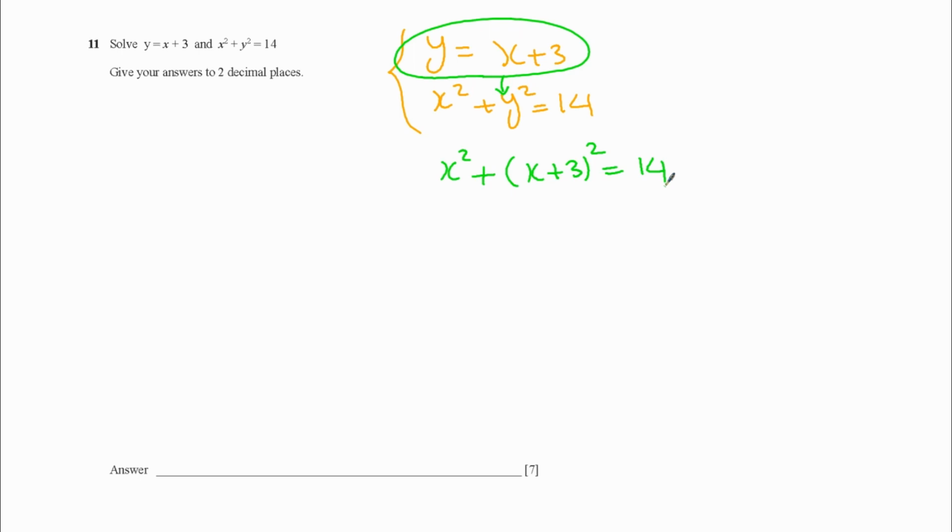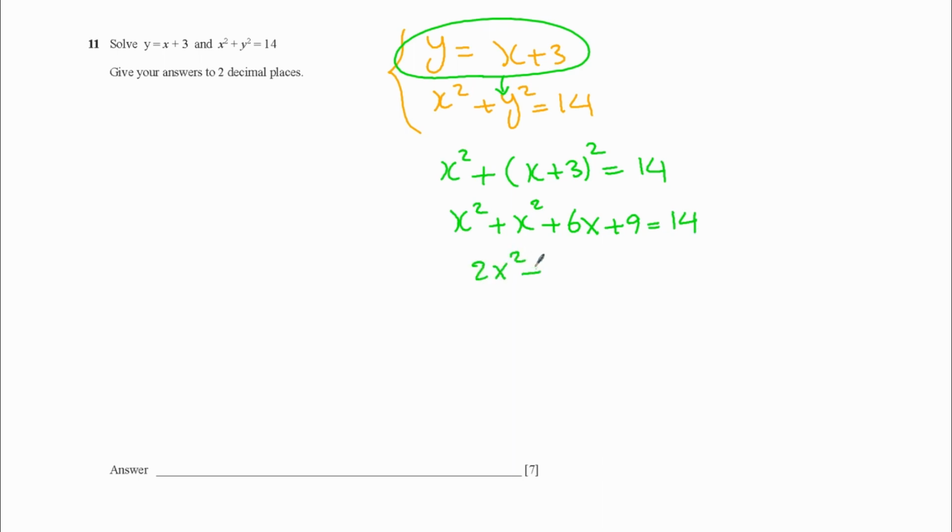I need to expand and write this into a standard quadratic equation. So that would be x squared plus, again, as in the very first question of this exam, you need to separate these and times x plus 3 times x plus 3. So don't just write x squared plus 9, because that is wrong. If you do that and simplify, I'm just going to write the answer: x squared plus 6x plus 9 equals 14. So 2x squared plus 6x.